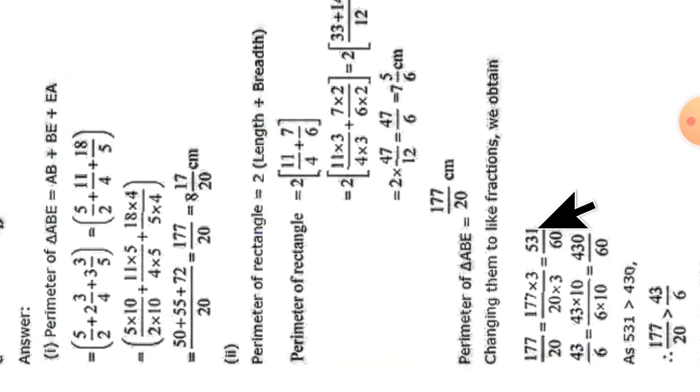Now 531 upon 60 and 470 upon 60. 531 is greater, so 531 is greater than 470. So 177 upon 20 is greater than 47 upon 6. Now 177 upon 20 is the perimeter of triangle ABE.